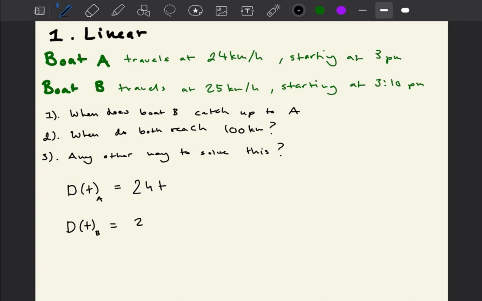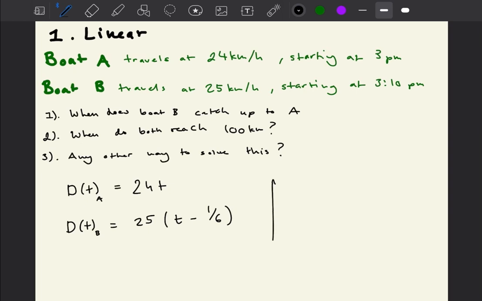it moves at 25 kilometers per hour, but it starts 10 minutes later. And since our t is in hours, we have to convert the 10 minutes into hours. So that's going to have to be t minus 1/6, because 1/6 is 10 minutes of an hour. And why is it minus?